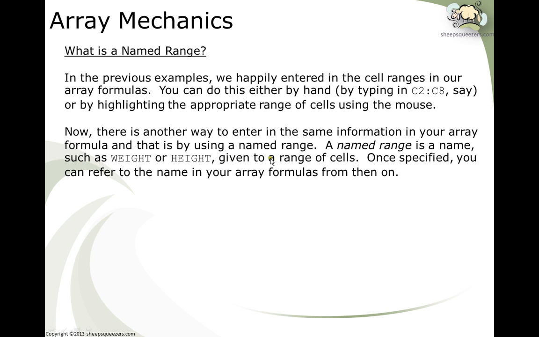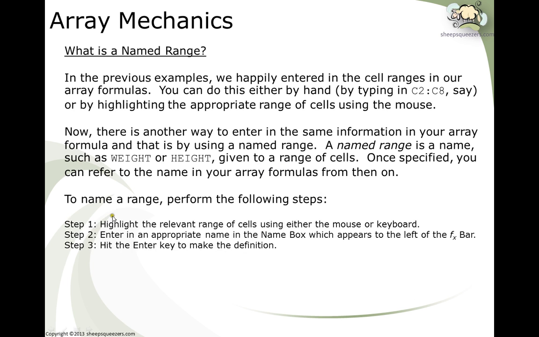Once specified, you can refer to the name, that is weight or height, in your array formulas, and you don't have to bother entering in C2 colon C8, or highlight the cells. To name a range, perform the following steps. Step 1, highlight the relevant range of cells using either the mouse or the keyboard. Enter in an appropriate name in the name box, which appears to the left of the function bar. I'll show you what that looks like in a second. Hit the Enter key to make the definition stick.